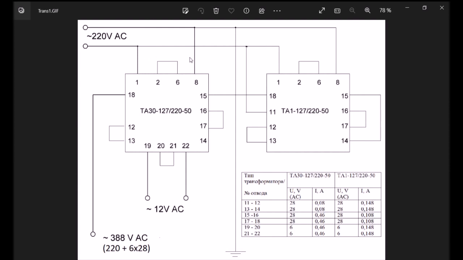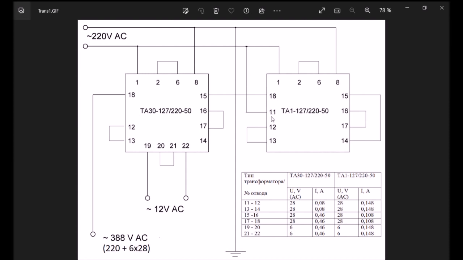Now, we take the first phase wire and connect it to the ground of the circuit. It is not a very safe solution, but it allows us to do some trick, which I will tell you now. And the second wire is connected to the primary windings of the transformers, and also it is connected to the secondary winding of the TA1 transformer.